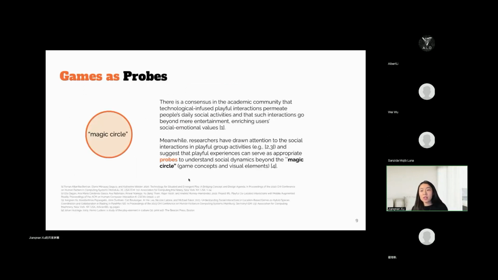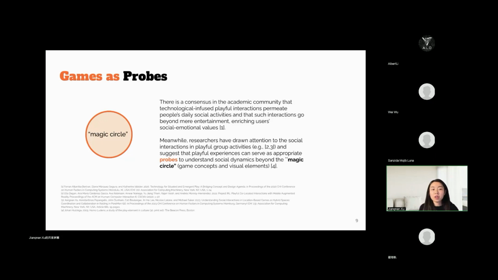Before moving on to the methodology part, we want to introduce the technique we used, called games as props. We have the term magic circle, which in our understanding means the game concept and the visual elements in the game have a boundary between the real world and the game world. For example, it's really easy to understand that Pokémon is not something existing in our real world. It is something only in the magic circle.